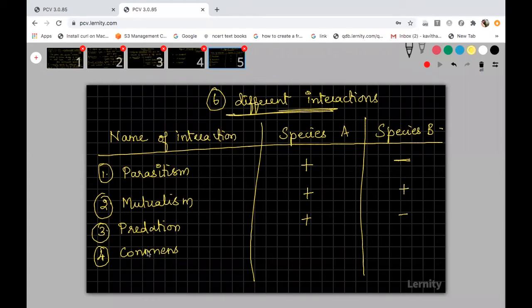Commensalism. In commensalism, one organism will be benefited, the other organism will be neutral, zero. Amensalism. Like commensalism, you have amensalism. In amensalism, one organism will be harmed, that is, it will be affected, and the other one will be neutral. And the last one is competition. In competition, both the organisms will be affected. Minus, minus, both will be minus.